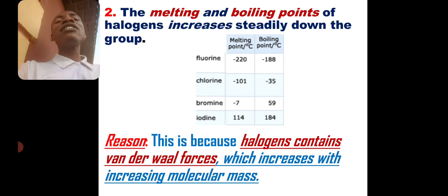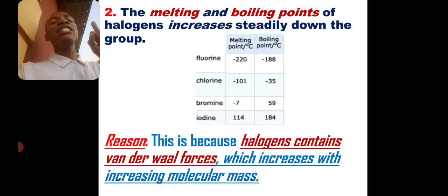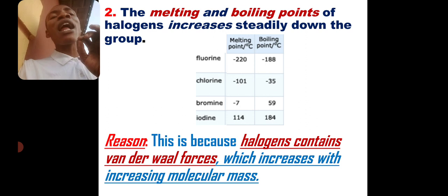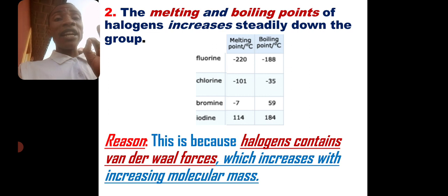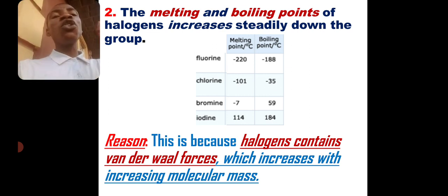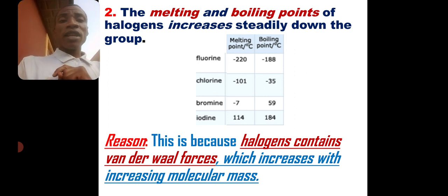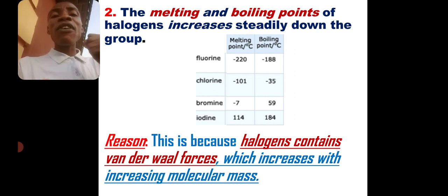Next, the melting and boiling points of these halogens increase steadily as you go down the group. Now, this is the reason why we have an increase in boiling point down the group. The intermolecular force is the one always responsible for boiling point. In the group 7 elements, van der Waals force is the dominant intermolecular force among them. And the more the molecular mass, the stronger the van der Waals force.